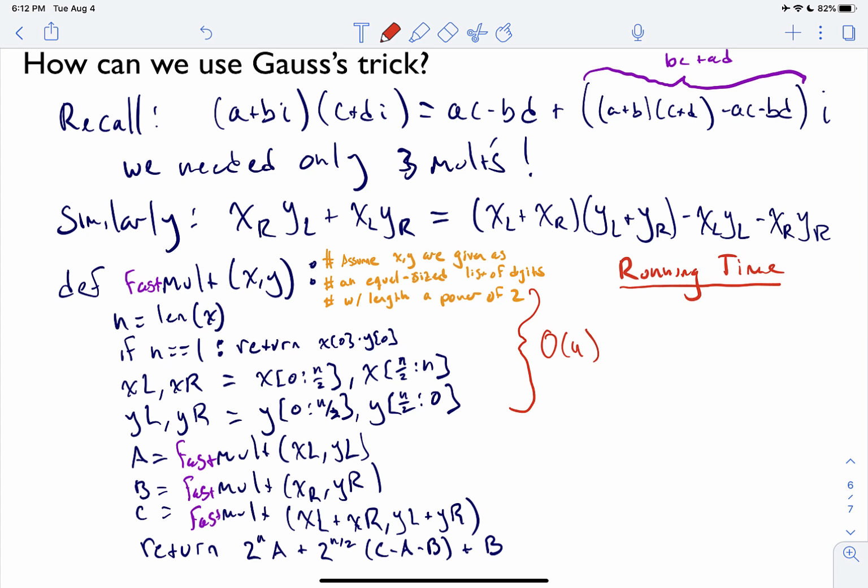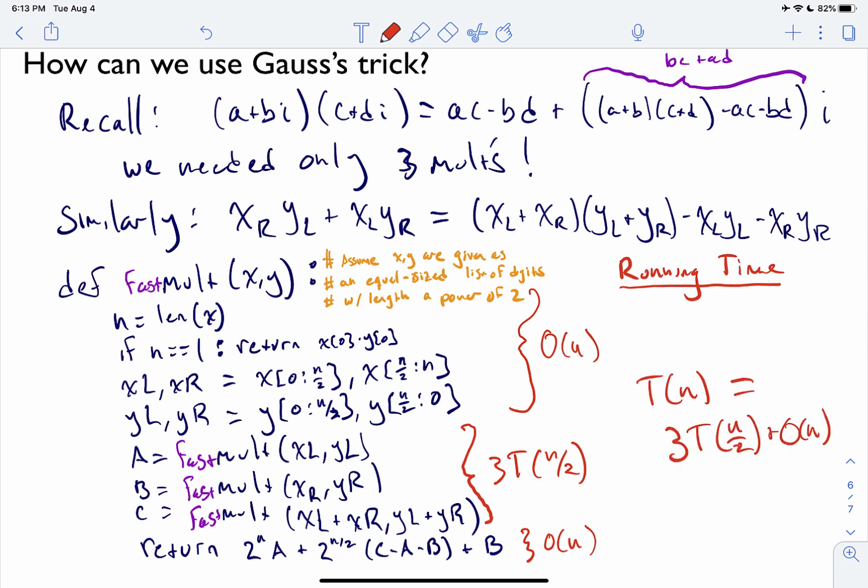Let's analyze the running time now. The first several steps, as we said, take no more than O of n time. The next 3 steps of the algorithm require 3 recursive calls to fastmult, but each of those are on numbers that are of size n over 2 bits. That reduction in the number of recursive calls to fastmult is very important, as we'll see. Since the last step takes only O of n time, the total running time for this algorithm can be written as T of n equals 3 times T of n over 2 plus O of n.